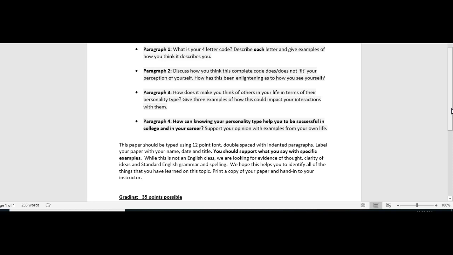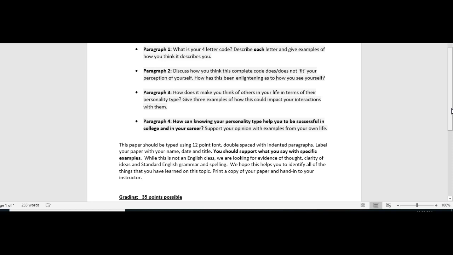Paragraph 4 is, how can knowing your personality type help you be successful in college and in your career? And I would add to that, in your personal life. Because those are 3 areas that actually encompass your entire life in most cases. How does knowing your personality help you be more successful?